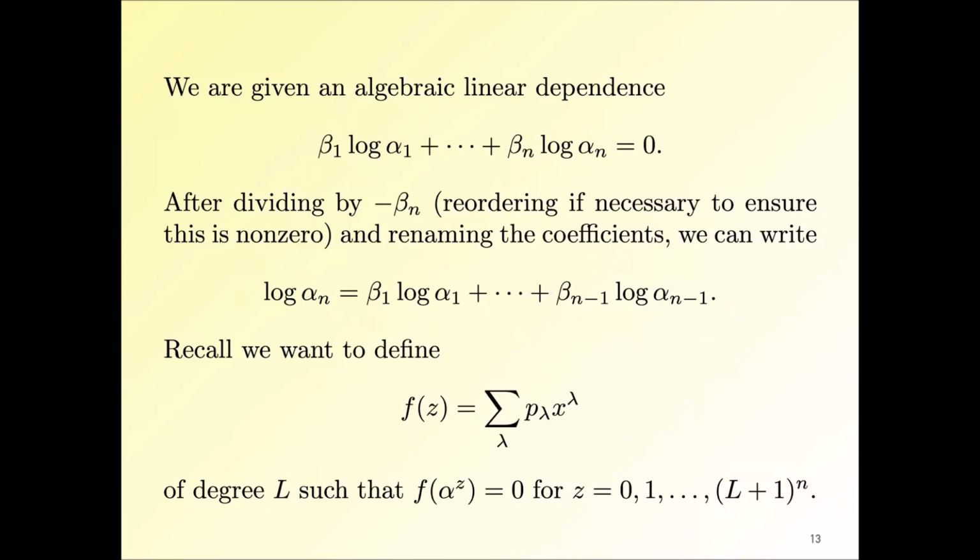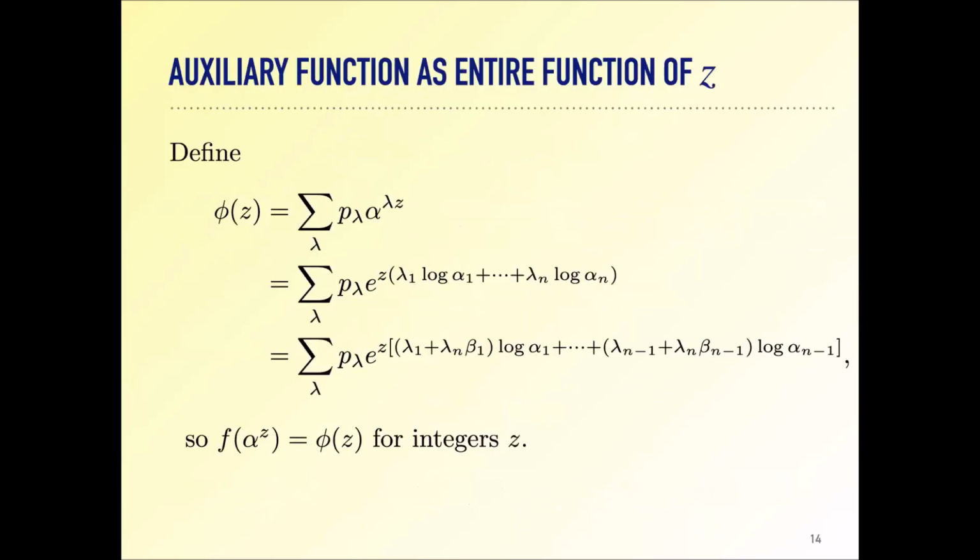And recall what we want to do is produce an auxiliary polynomial, sum of p lambda x to the lambda of some degree L, such that f of alpha to z is 0 for a bunch of z's, for z going from 0 up to L plus 1 to the n. Now, as I said, Baker's insight is that we're not going to be able to construct a polynomial right away with that many zeros, but you can be clever and get a polynomial with some zeros, but also ensure that a bunch of its derivatives have zeros.